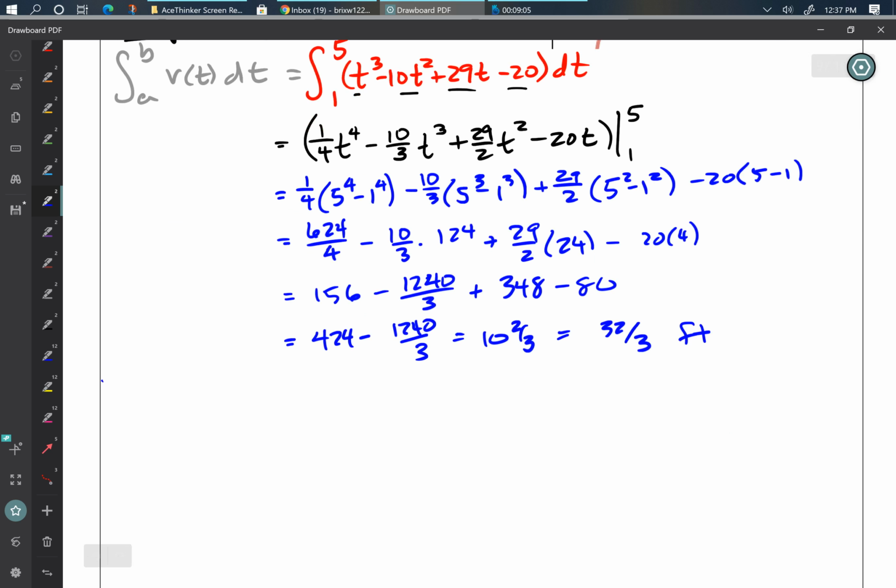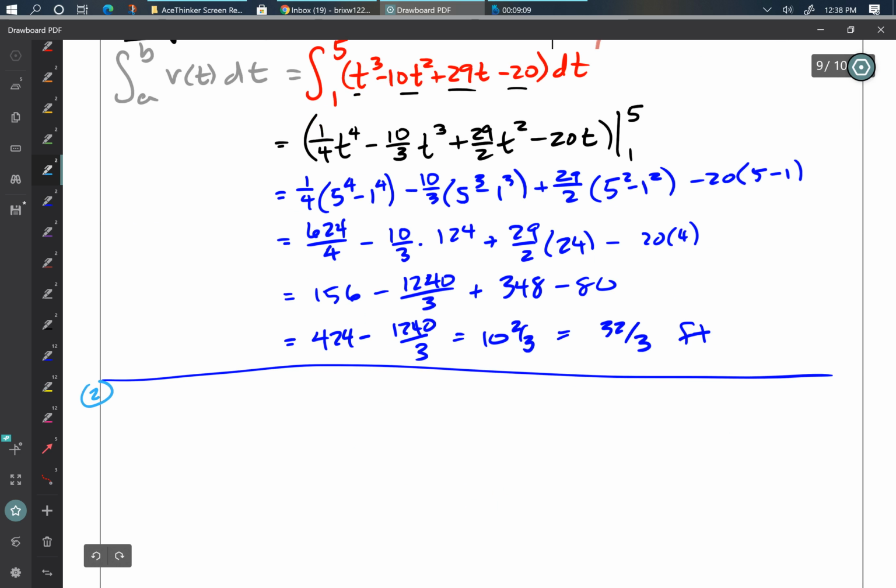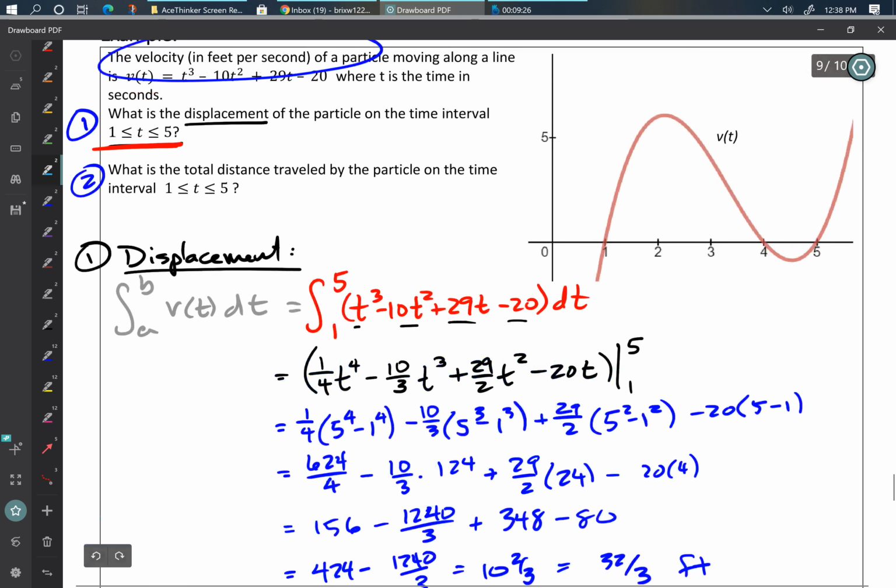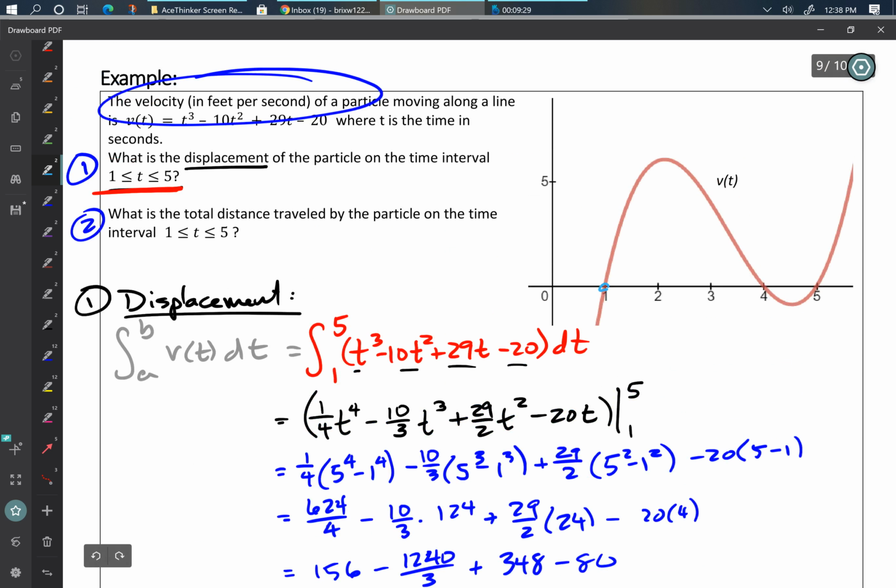Right? Now here comes the hard one, number 2. Right? Distance. Distance is the integral from a to b of the absolute value of v of t dt. And we can't integrate an absolute value, so what we have to do is rip it apart. Now luckily someone gave us the graph, and so I can see that there's something that happens when t equals 1, there's something important that happens when t equals 4, and again when t equals 5.